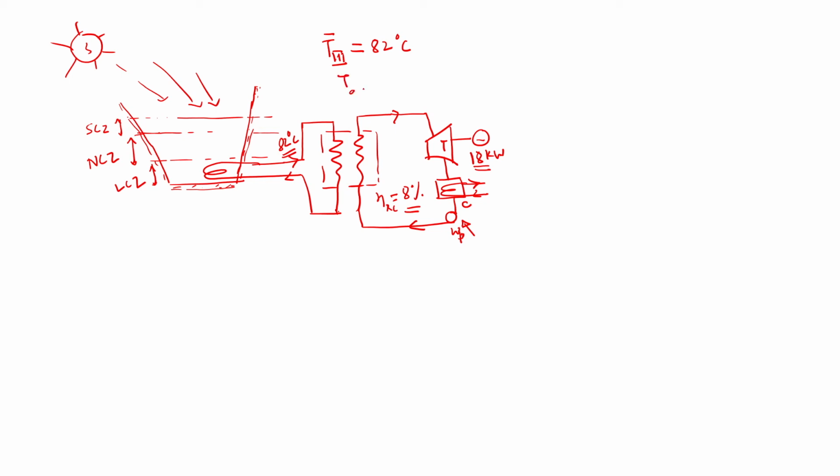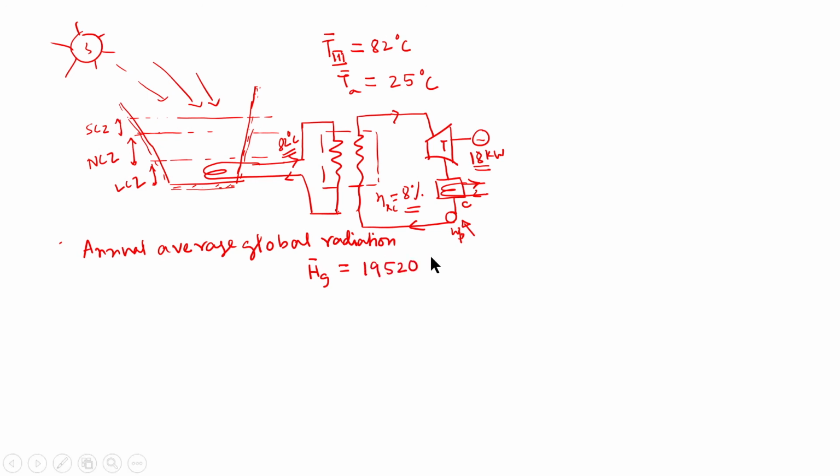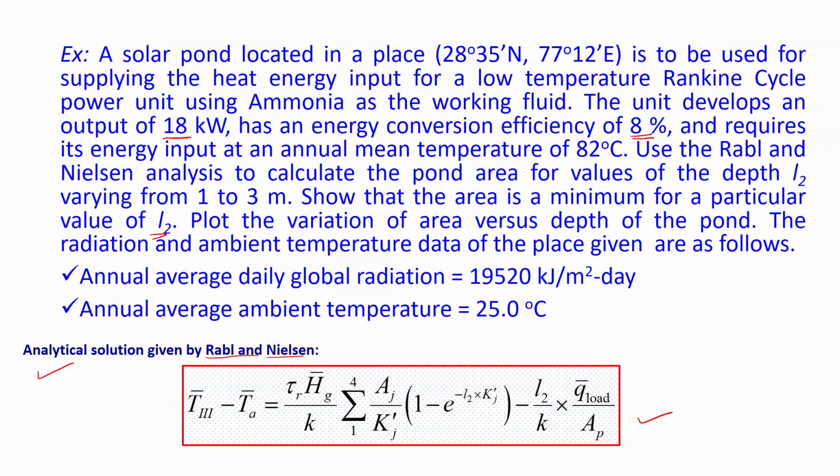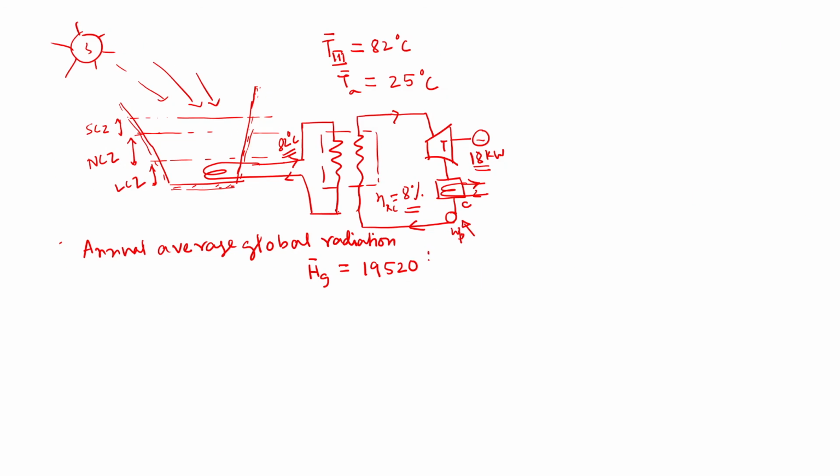And the ambient temperature, which is the average of the year, is 25 degrees C. And we also know the annual average global radiation, designated by Hg bar, which is given as 19,520. You can see here, 19520 kilojoule per meter square per day.